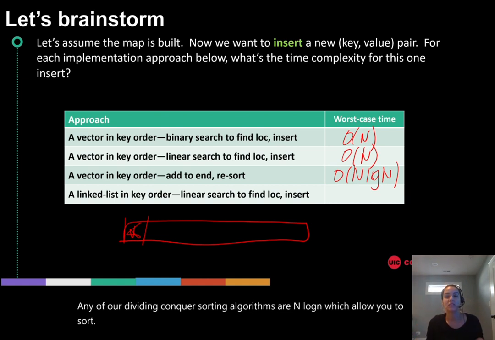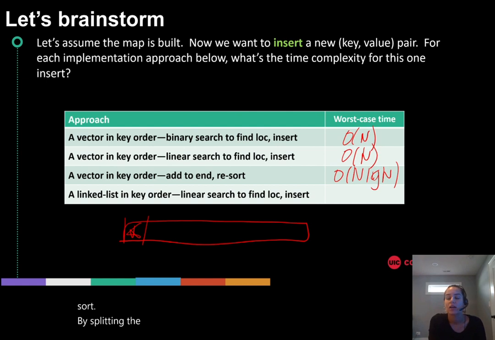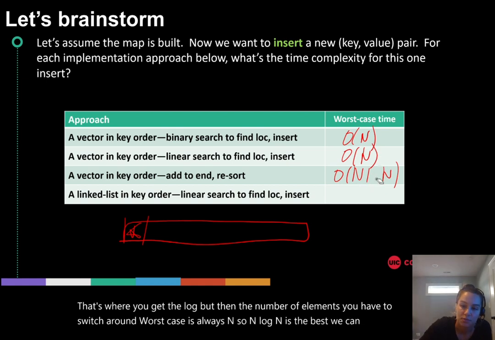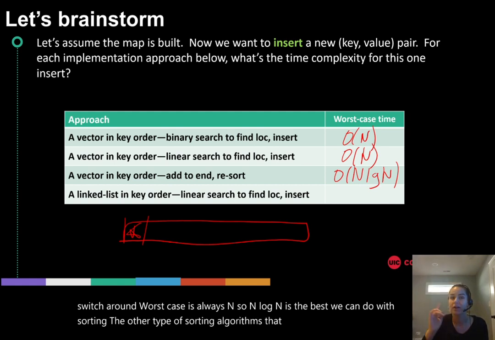by splitting the list, and that's where you get the log, but then the number of elements you have to switch around, worst case, is always n. So n log n is the best we can do with sorting. The other type of sorting algorithms that we learned about are n squared, but you can do better than that.